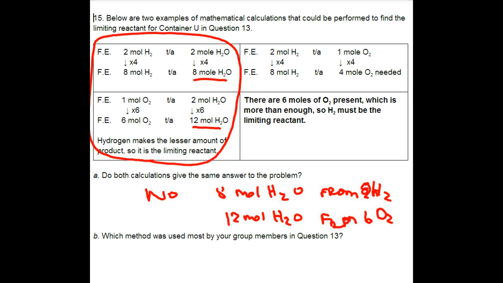For the B, which one was used most for question 13, it should be equal because the limiting was different. So for the first two, what was limiting was O2. And for the last two, what was limiting was the H2.